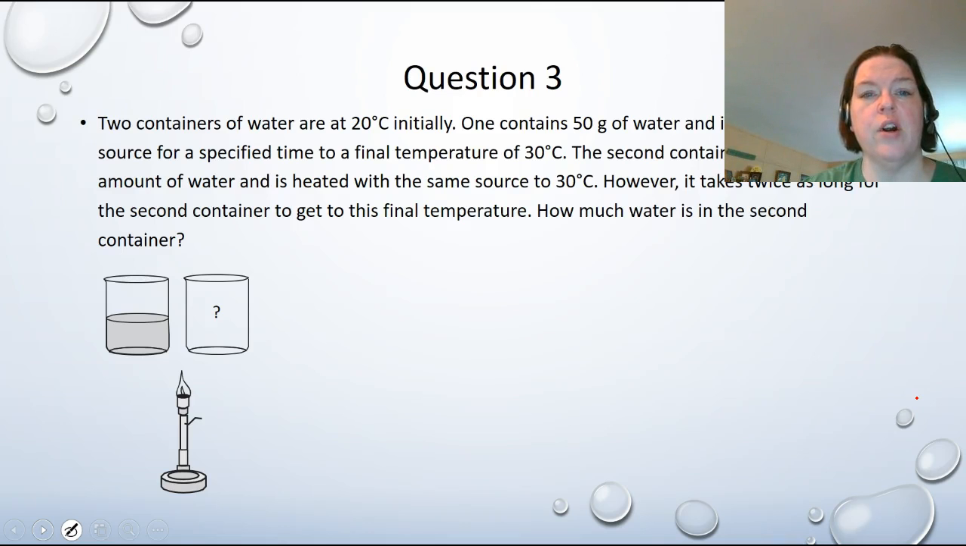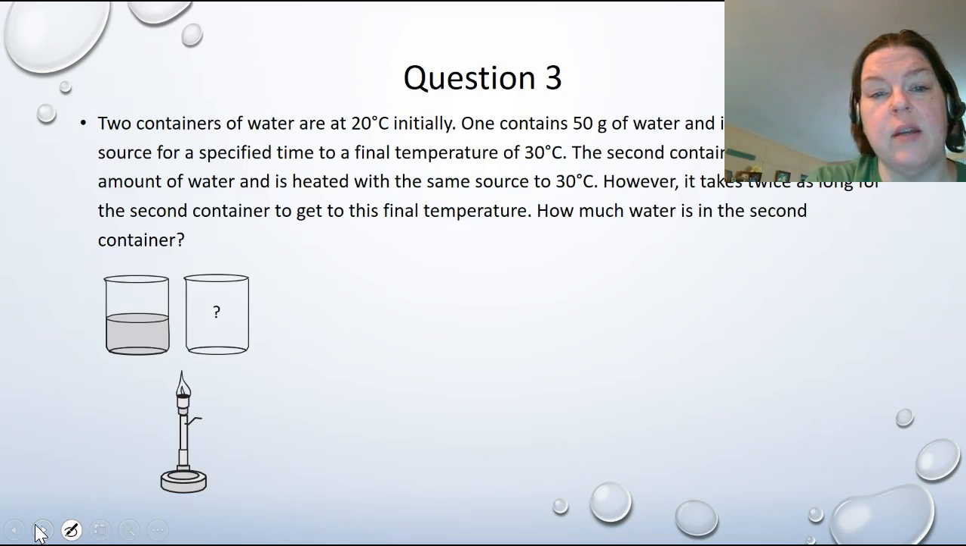Two containers of water are at 20 degrees initially. One contains 500 grams of water and is heated by a source for a specified time to a final temperature of 30 degrees. The second container has an unknown amount of water and is heated with the same source to 30 degrees. However, it takes twice as long for the second container to get to this final temperature. How much water is in the second container? So we've been doing kind of the same thing all along. So let's keep it up.